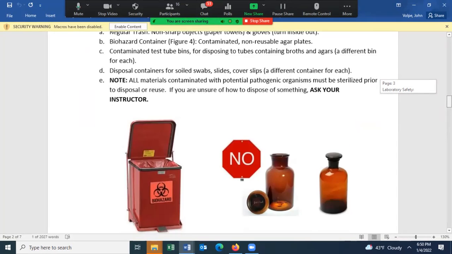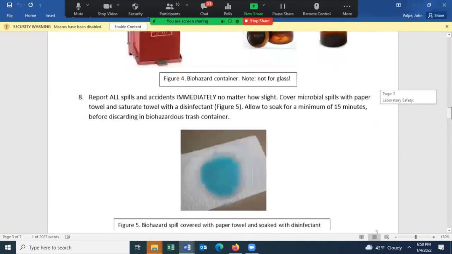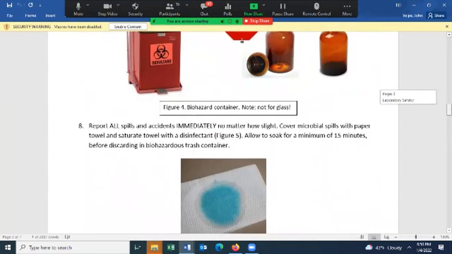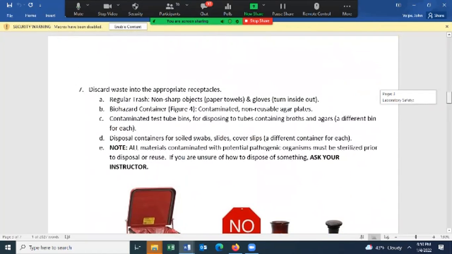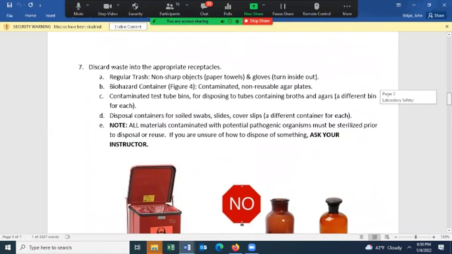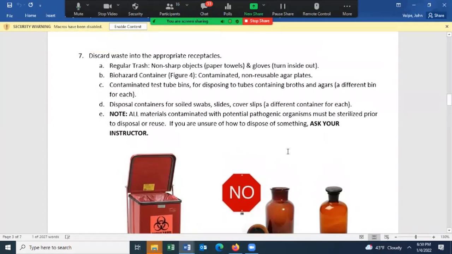Discard waste in the appropriate place. If it doesn't have contaminants in it, it goes in the garbage can, which isn't shown here. But if it does have bacteria contaminants, it goes in the biohazard bag, also called the autoclave bag, because it'll be autoclaved. You never put glass in here, but you can put paper or plastic, stuff like that. And that includes petri dishes when you're done with them.